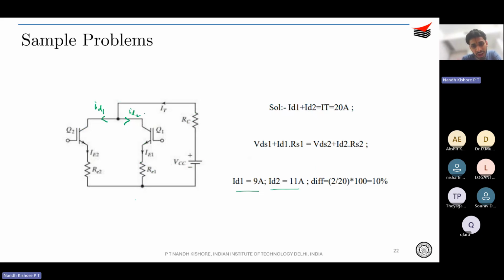Turns out it is 9 amperes and 11 amperes. So the difference percentage is 11 minus 9, 2, divided by the total current. That is, ID2 minus ID1 divided by total current into 100.